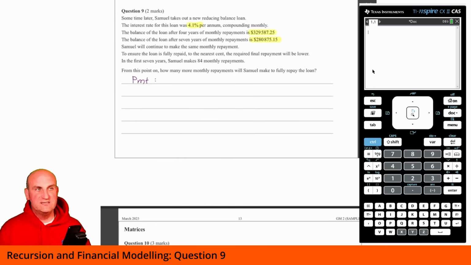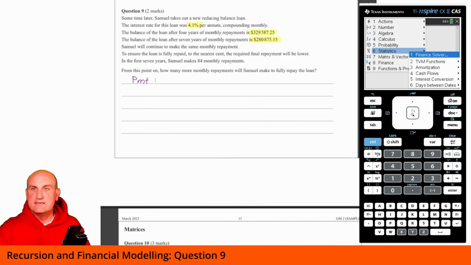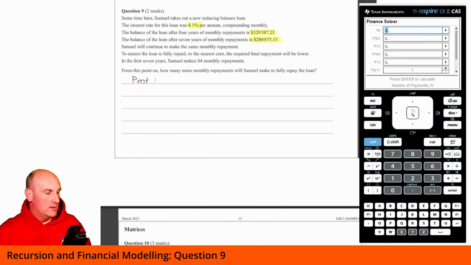They're telling me that in the first 7 years Samuel makes 84 payments, which I already knew because 7 times 12 is 84. Right, so the first thing I'm going to do is fire up my financial solver. So let's go menu, finance, and financial solver. So what do I know? N, we'll come back to that. My interest rate was 4.1. My PV, well, I just said my PV was 329,587.25 because it's a loan he's been given. Oh, money. I like money, so it's positive.